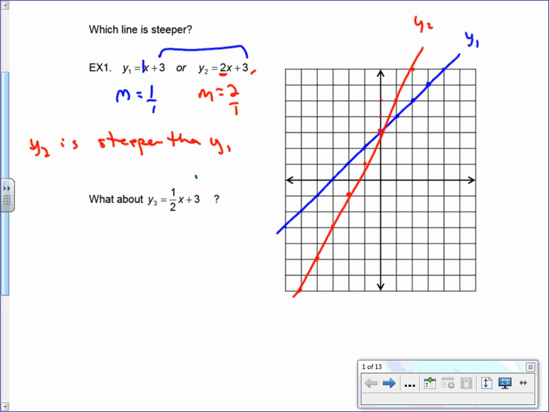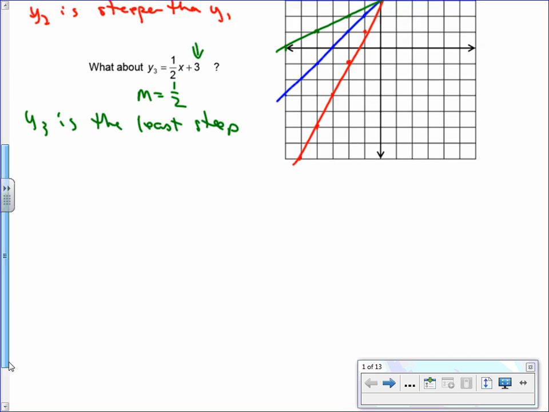And notice that I've given it the same y-intercept, so I'm going to start it at 3. But this time, my slope is 1/2. Okay? So I'm going to start at my y-intercept and do a rise of 1 and a run of 2. And you're going to fill up your graph paper with that slope, in both directions. And there's y3. Okay? In comparison to the other 2, we can see that y3 is the least steep of all of these lines.